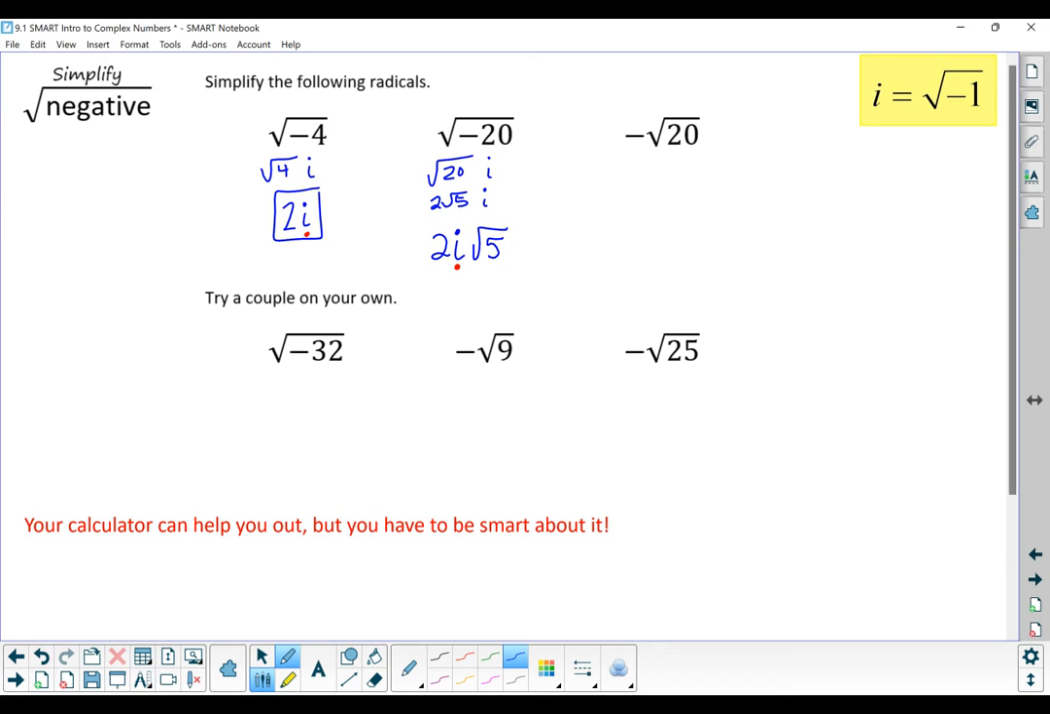Okay, so both of those were imaginary numbers. This next one has a negative in it, but the negative is outside of the root. This is not an imaginary number. This is a real number.